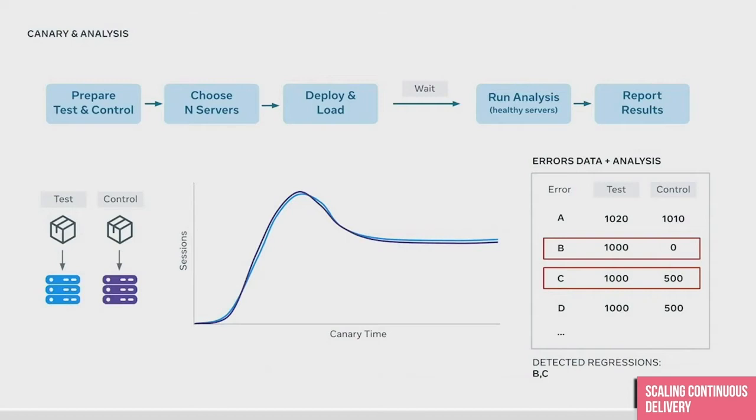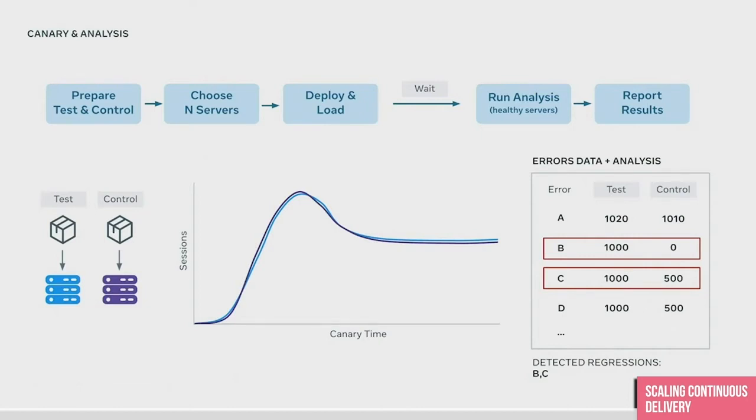So the canary and running the analysis. How do we do it? First of all, we prepare two packages. One is test, the other is control. The test is the release candidate, the package that we want to ship to production. And the control is our production package, already running on servers. Then we choose the same number of servers for deploying the test and for redeploying the control.